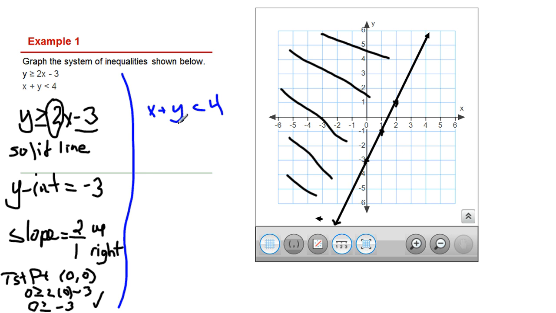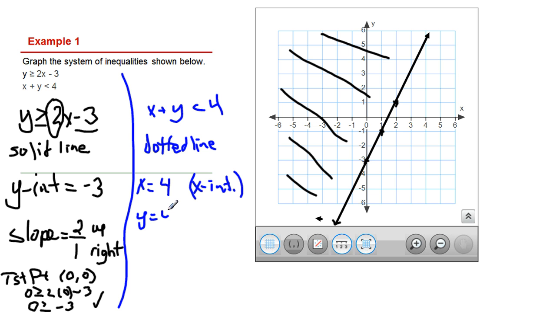Second inequality we have here, x plus y less than 4. If we look at our symbol, we know it's got to be a dotted line here, because it is just less than. So that's another key piece to the puzzle here. This is in standard form, so I'm just going to use the intercepts. If I cover up y, my x-intercept is 4. So again, that's my x-intercept. And then the same thing applies when I solve for y. If I cover up my x, I'd have y equal to 4.